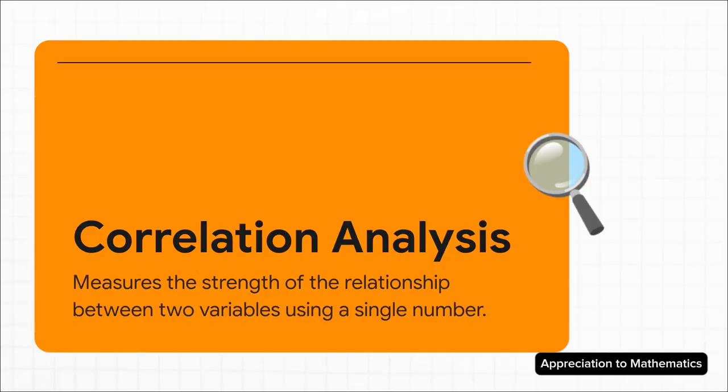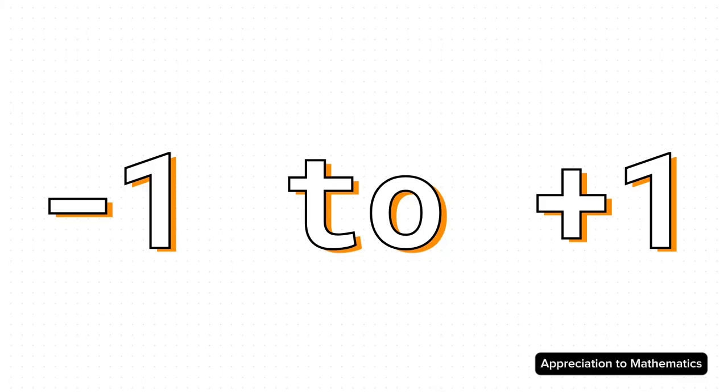Well, it's this really neat technique that takes all of our data, every single student's study hours and their final grades, and boils it all down to just one single number. And that one number tells us everything we need to know about how strong that connection is. It's basically a report card for the relationship. And that relationship score, statisticians like to call it R.